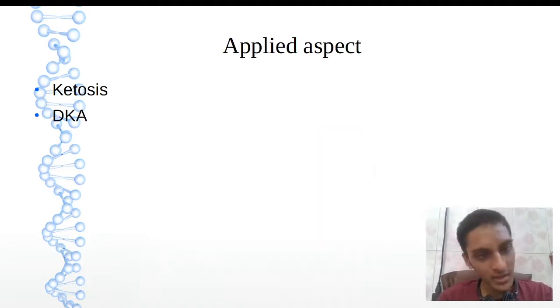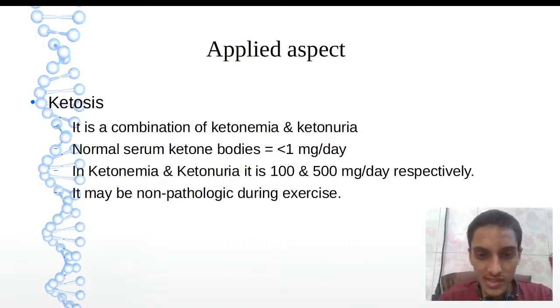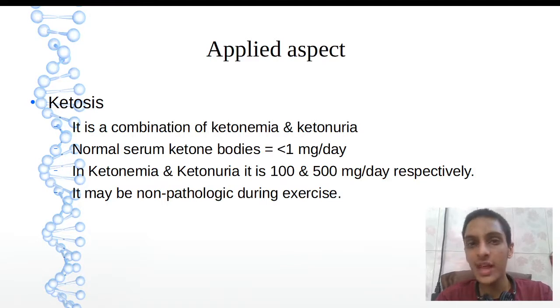And the applied aspect, to finish off, we have ketosis and DKA. So ketosis is a combination of ketonemia and ketonuria. Remember, emia is blood, uria is urine. So the normal serum ketone bodies is less than 1 milligram per day. In the urine it becomes 100 times of that in the blood. And it may be non-pathologic during exercise.